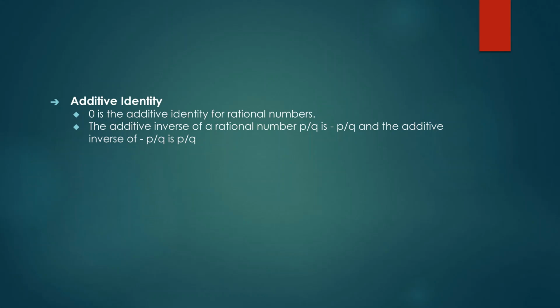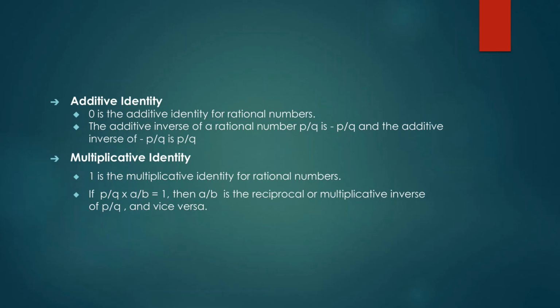The additive inverse of a rational number p upon q is minus p upon q, and the additive inverse of minus p upon q is p upon q. This means for a positive rational number, its additive inverse is a negative rational number, and for a negative rational number, its additive inverse is a positive rational number. For example, the additive inverse of minus 3 by 5 is 3 by 5. In the same way, the additive inverse of 1 by 2 is minus 1 by 2.